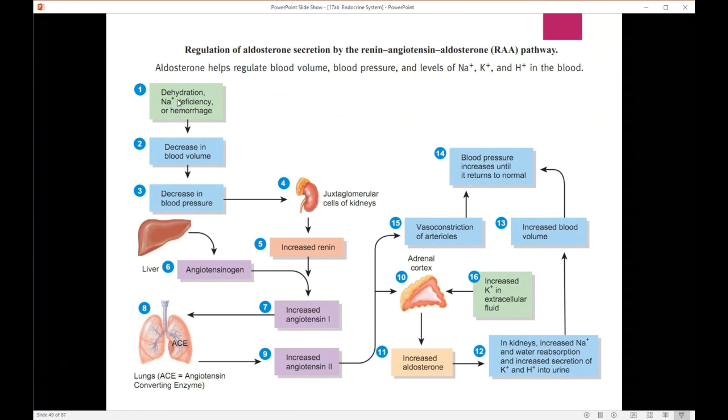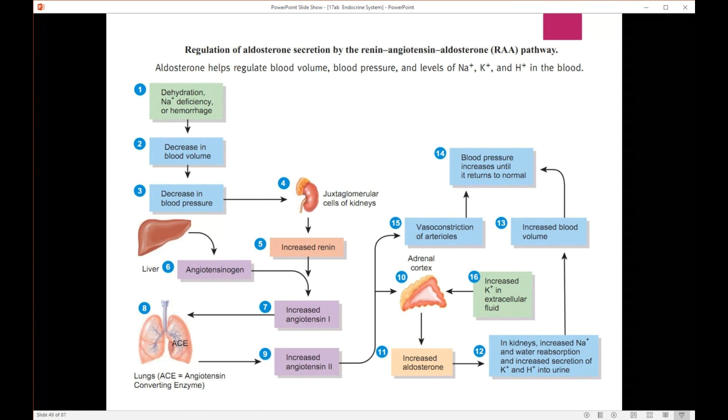So if we have dehydration or sodium deficiency, or we have a hemorrhage, okay, that causes a decrease in our blood volume and therefore a decrease in our blood pressure. That's going to activate what are called the JG cells of our kidneys. They're called juxtaglomerular cells within our kidneys. That's going to cause an increase of renin. At the same time, our liver is always producing this substance called angiotensinogen. That "gen" at the end is for that word genesis, the beginning. So it's the first one, angiotensinogen. It's being released kind of all the time.